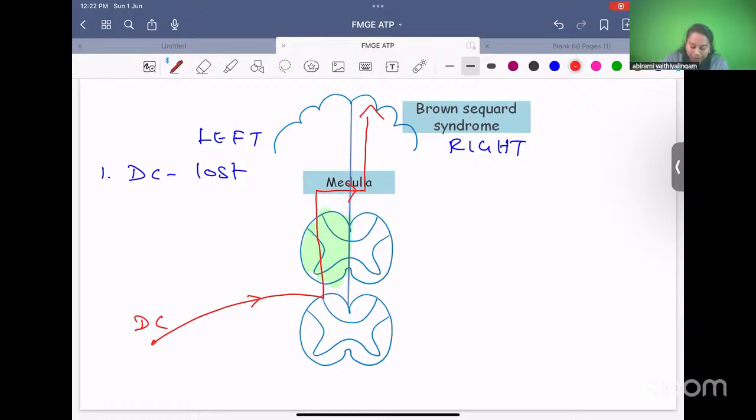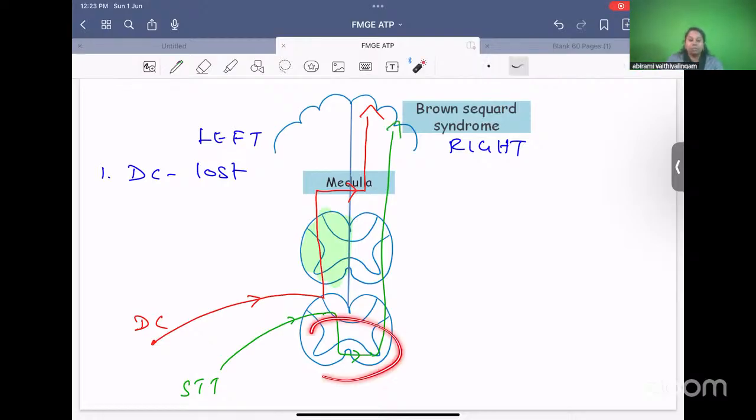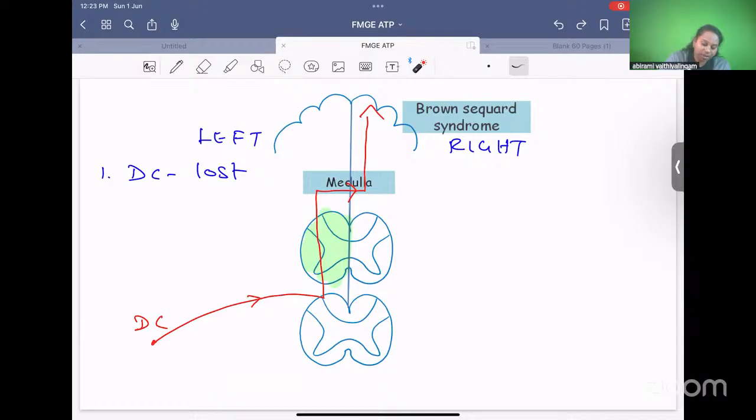Spinothalamic tract. Spinothalamic tract from the same half goes into the spinal cord. Why is it called spino? Because they cross in the same segment of the spinal cord. So spinothalamic tracts will cross in the same segment, go to the opposite side like this. So they are actually not passing through the damaged portion of the cord because they have already crossed to the opposite side. So this will escape. But what about the spinothalamic tract from the opposite half?